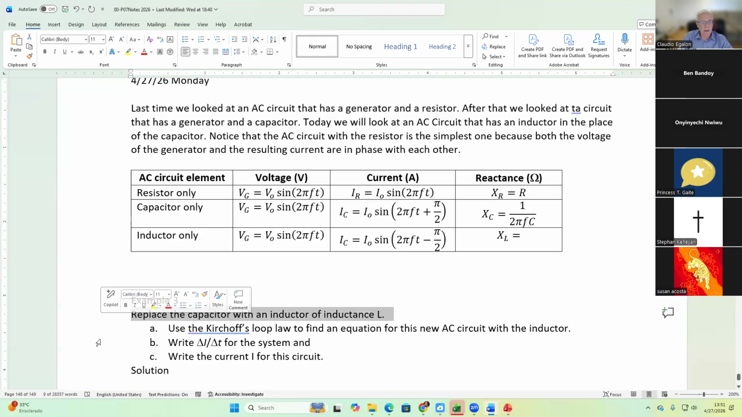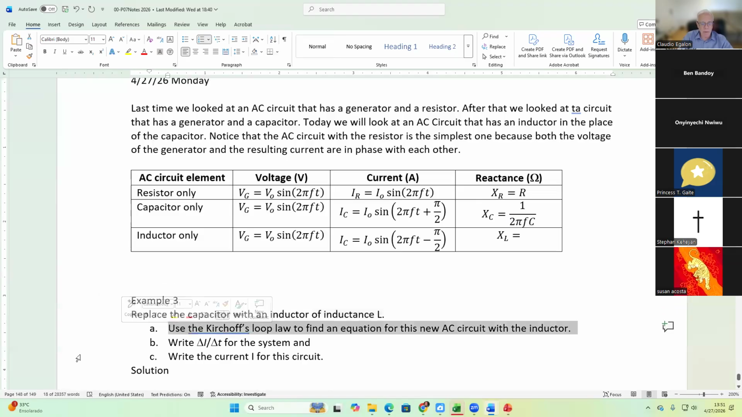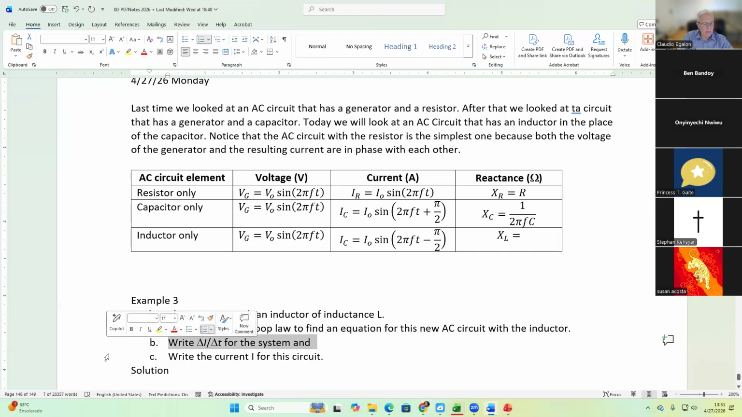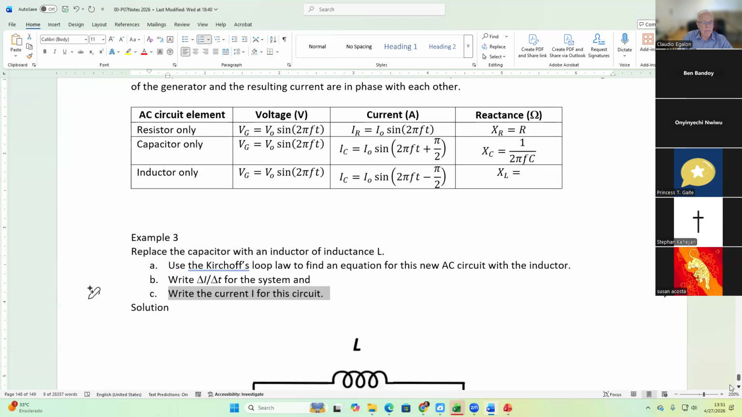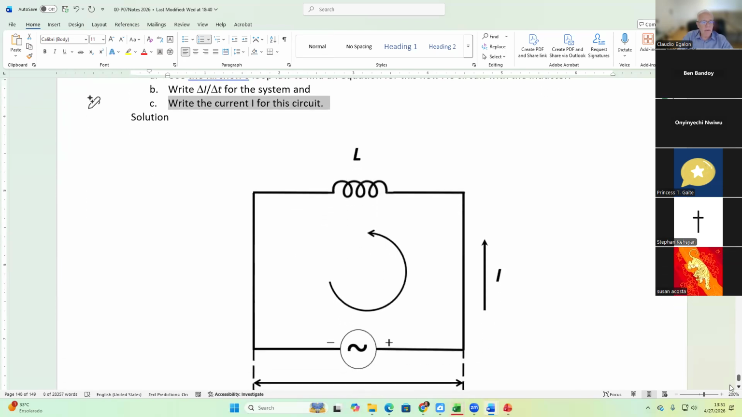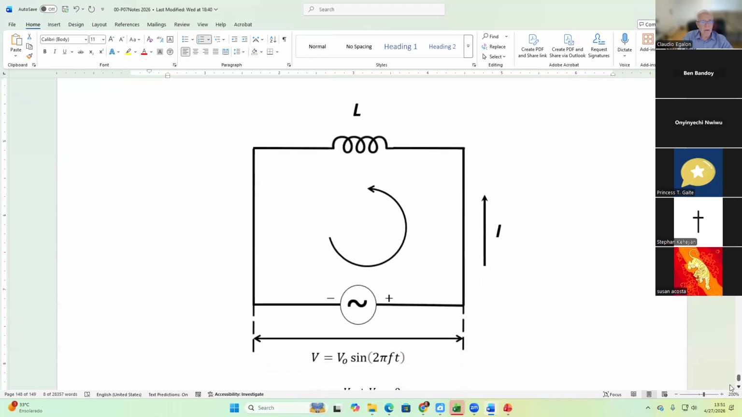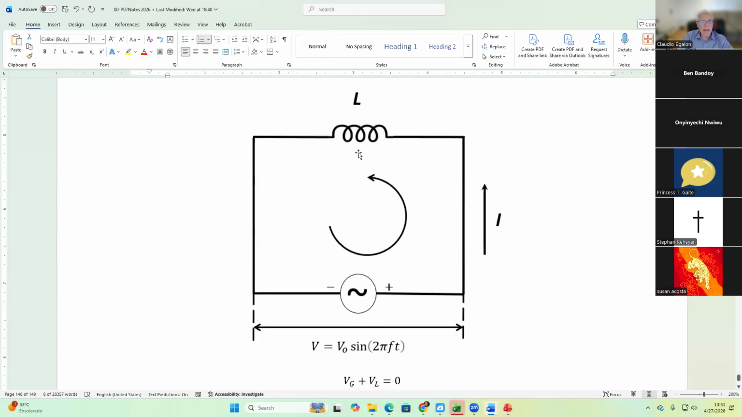Replace the capacitor with an inductor of inductance L. Use Kirchhoff's loop law to find an equation for this new AC circuit with the inductor. Write delta I over delta T for the system, and write the current I for the circuit. Here you go. First part right here. Here is the circuit, the generator and the inductor. That's the symbol of the inductor, the coils of the solenoid, right?